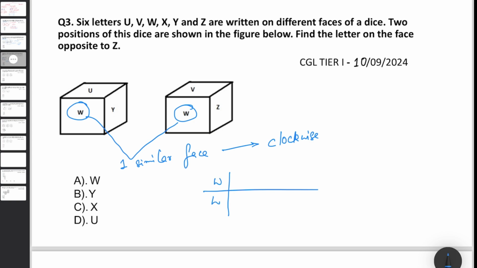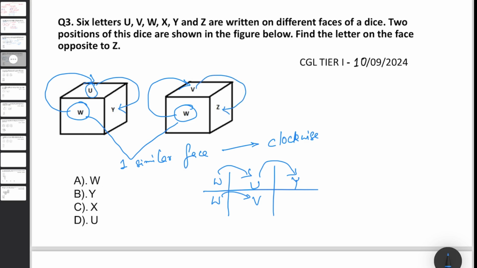Write W here. After W, it's U. U written here. In the second dice, after W in the clockwise direction, it's V. Let me write V here. And again, after U, it's Y. Let me write Y here. And after V, it's Z. So after V, let me write Z here.